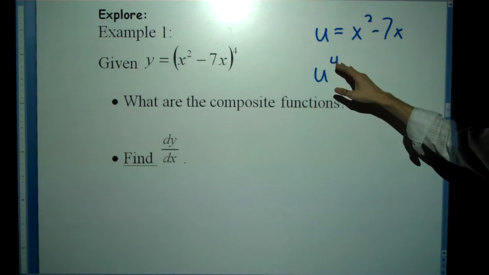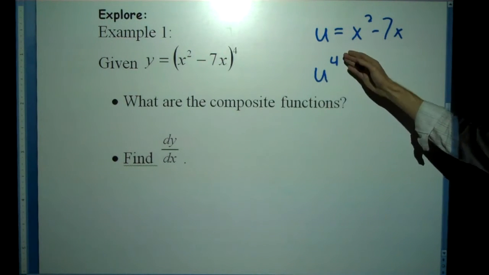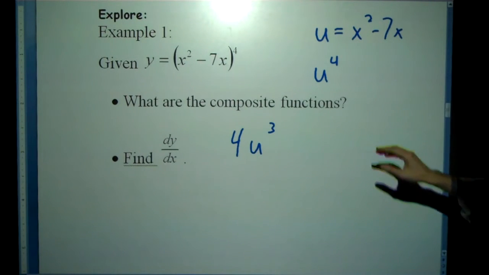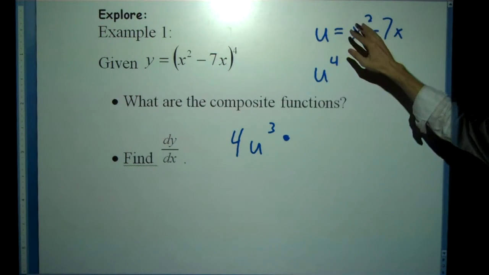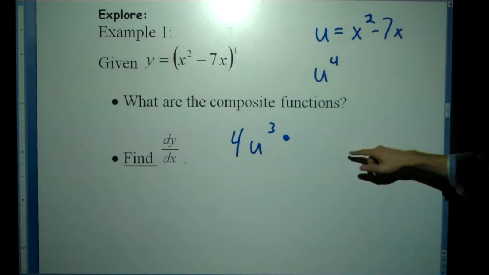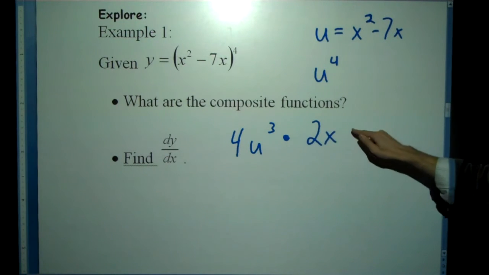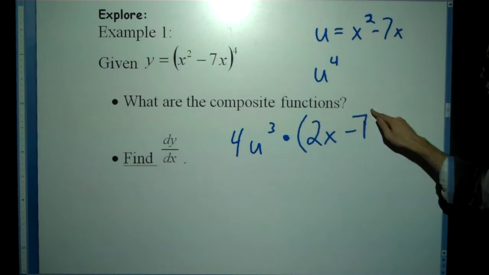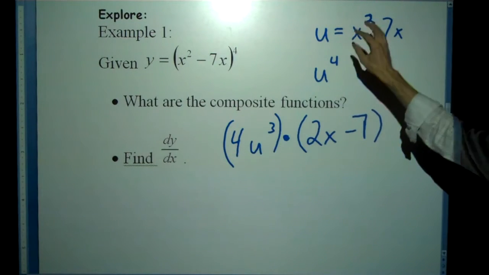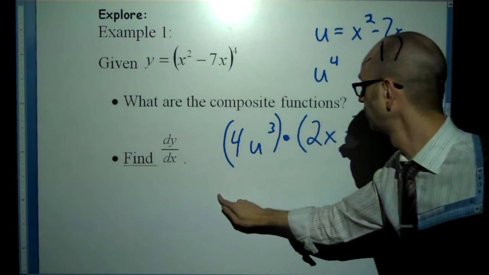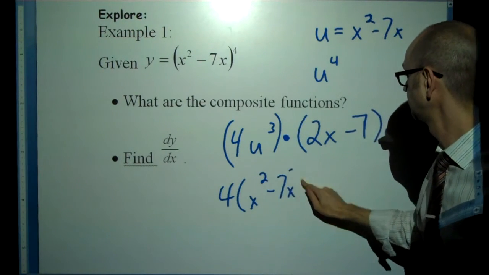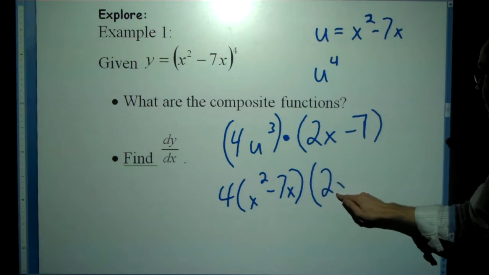Now, what we can do is we can take the derivative of u to the 4th, which becomes 4u to the 3rd, and we need to multiply it by the derivative of the u. And that was squared there, so that becomes 2x minus 7. We're multiplying these two things together. Except I don't want to have u's in my final answer, so I need to go back, put my stuff back in here. So I have 4 times x squared minus 7x, all my stuff, times 2x minus 7.